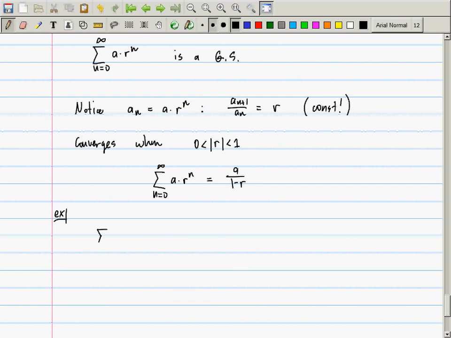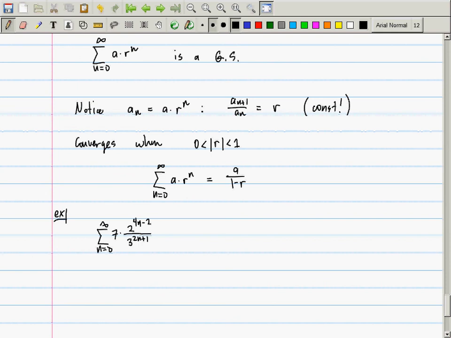For example, the sum from n is 0 to infinity of something like this. How about 2 to the 4n minus 2, over 3 to the 2n plus 1. And then I'll put a 7 here.